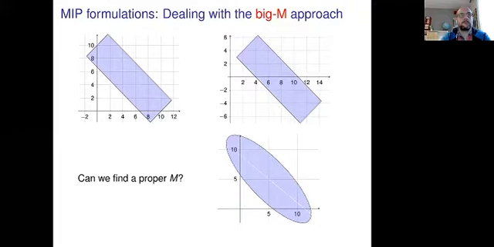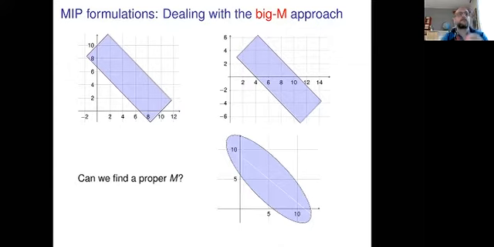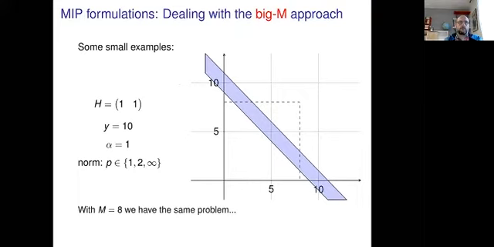So the question here is, can we do something to find a proper M? I mean, maybe we can do a pre-process to find a big M which contains all the feasible set. Maybe by maximizing each coordinate separately and trying to find a big box containing all these feasible points. Well, then the answer is no.